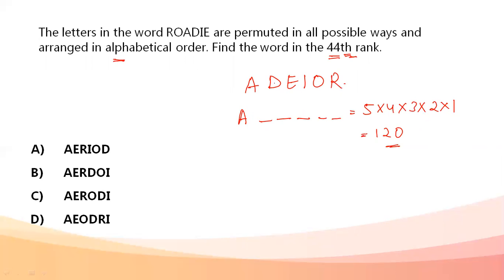Now, let's fix the next alphabet. Let's fix A, D, and the rest of the four spaces will be 4 into 3 into 2 into 1, which is 24. So if it is A, D, it will go only up to the 24th rank. So obviously D is not going to come up here. I can do the next arrangement as AE. We can see from the options also that it is going to be AE and followed up. So let's do it for AE.